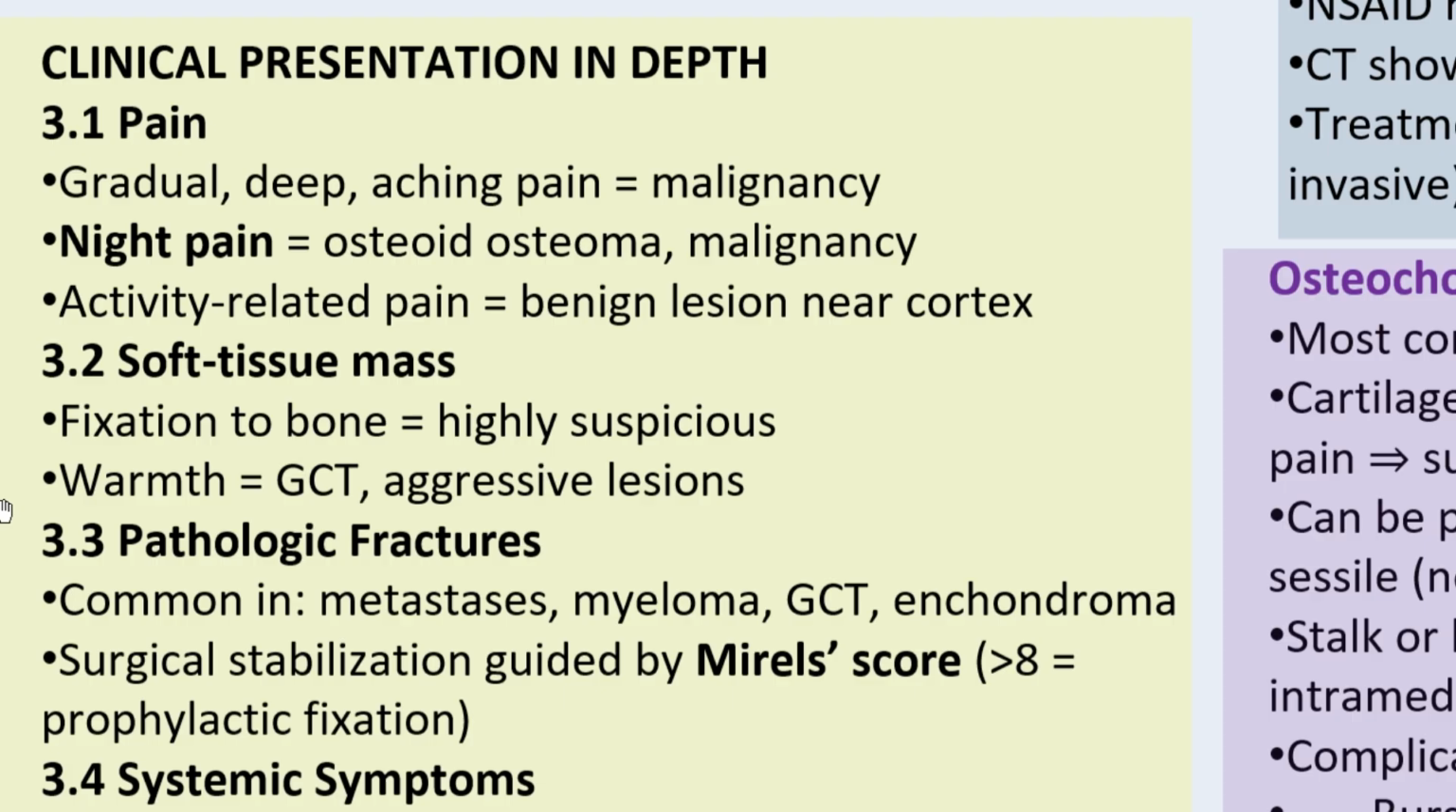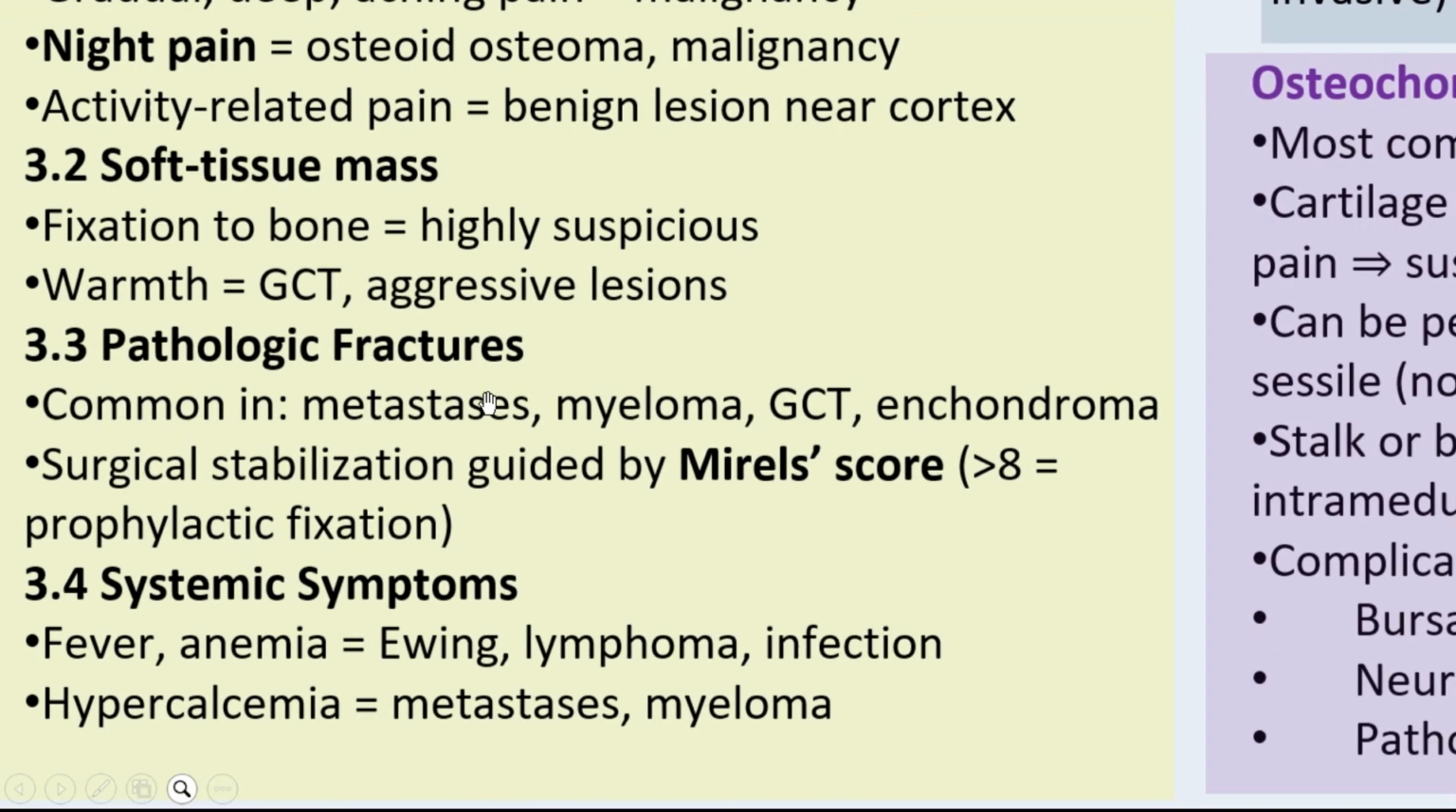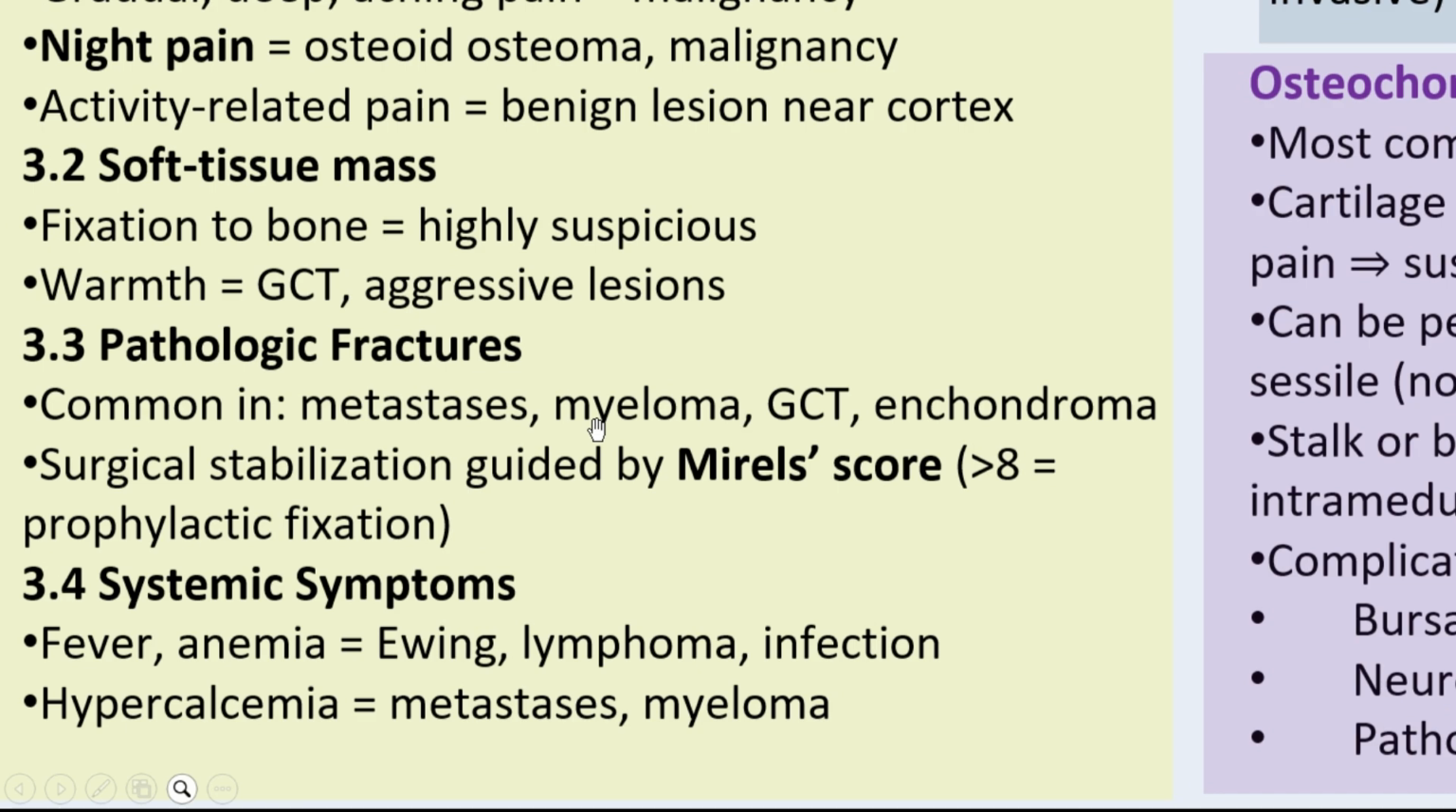And then sometimes we have to do surgical stabilization, and you have to look at what we call the Mirels score to understand that. And when you have a Mirels score greater than 8, we always think about prophylactic fixation. So you can pause the video, check out the Mirels score, see the parameters on it. Then we have systemic symptoms, that is fever, anemia.